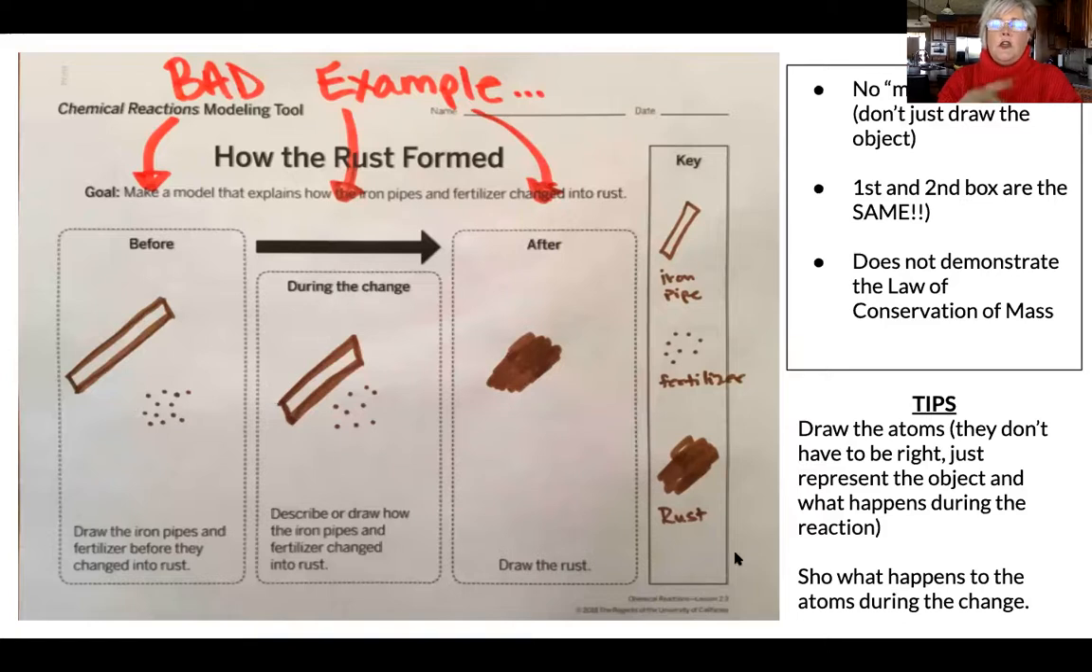So here's some tips. Draw the atoms themselves. They don't have to be right. I don't care what the actual correct formula is. We're not looking for that. Just draw an atom or a model of an atom for lead. Draw a model for an atom for fertilizer. Show me how they would rearrange during the change, and then what they would look like afterwards. And it's just your own explanation, okay? Oh, I have a typo down here. So show what happens to the atoms during that change, all right?